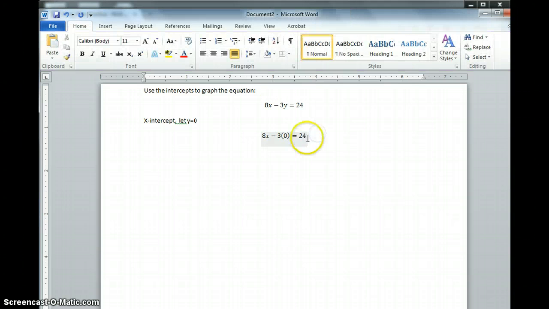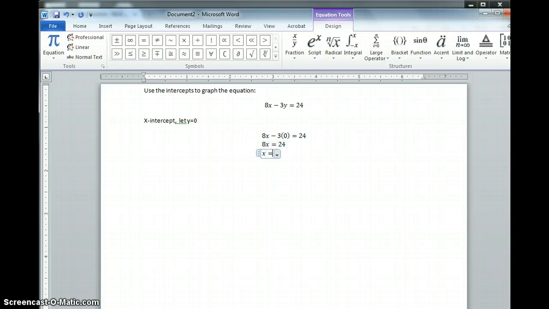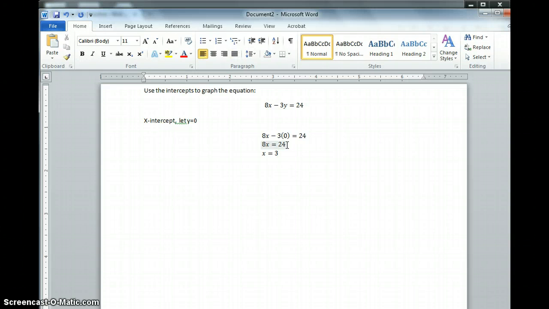Negative 3 times 0 is just 0, so this goes away, right? And we get 8x equals 24. Now we're going to divide both sides by 8. When we divide both sides by 8, we get x equals, so 24 divided by 8 is 3. So for the x-intercept, we put in a 0 for y, and we got a 3 for x. So the x-intercept is (3, 0).